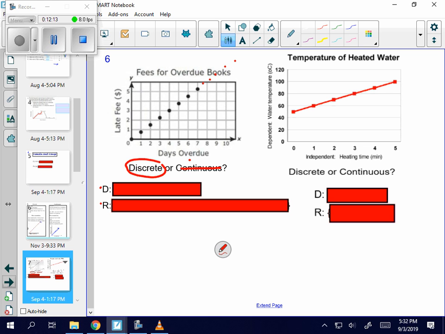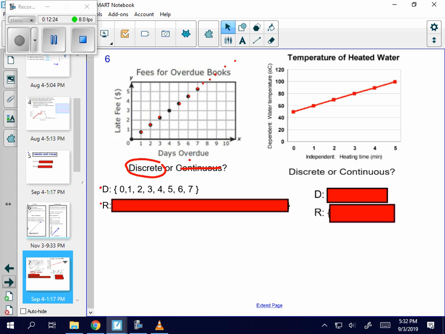What is the domain of this? Well, we said domain is all the x values. I see the x values where I have numbers at 1 and 2 and 3 and 4 and 5 and 6 and 7. And I think that's my domain. Oh, I forgot 0. Okay, that's the domain.